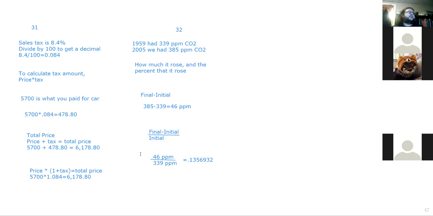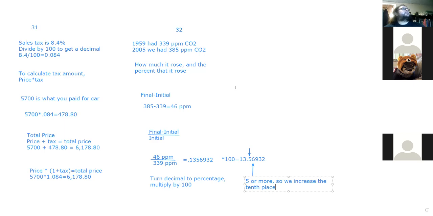So they want this as a percentage and to the nearest tenth of a percentage. So to turn a decimal to a percentage, you multiply by 100. So this times 100 is equal to 13.56932. So they want it to the nearest tenth of a percent. We're going to look at that digit right there. So this is five or more, so we increase the tenths place. Gives us a 13.6% increase in CO2.